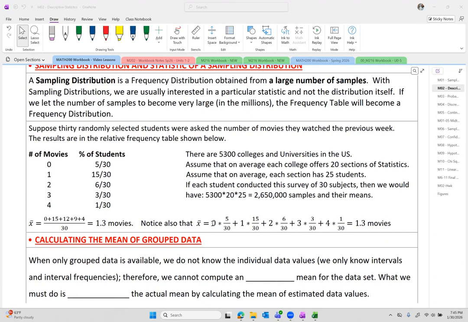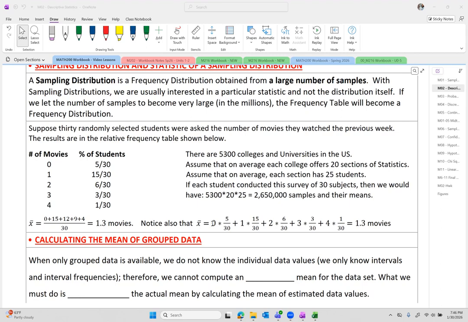And there are 5,300 colleges and universities in the US. Assume that on average each college offers 20 sections of statistics. Assume that on average each section has 25 students. If each student conducted this survey of 30 subjects, then we would have had 5,300 colleges times 20 statistics sections times 25 students collecting 2,650,000 samples, and then calculating the mean of that sample.